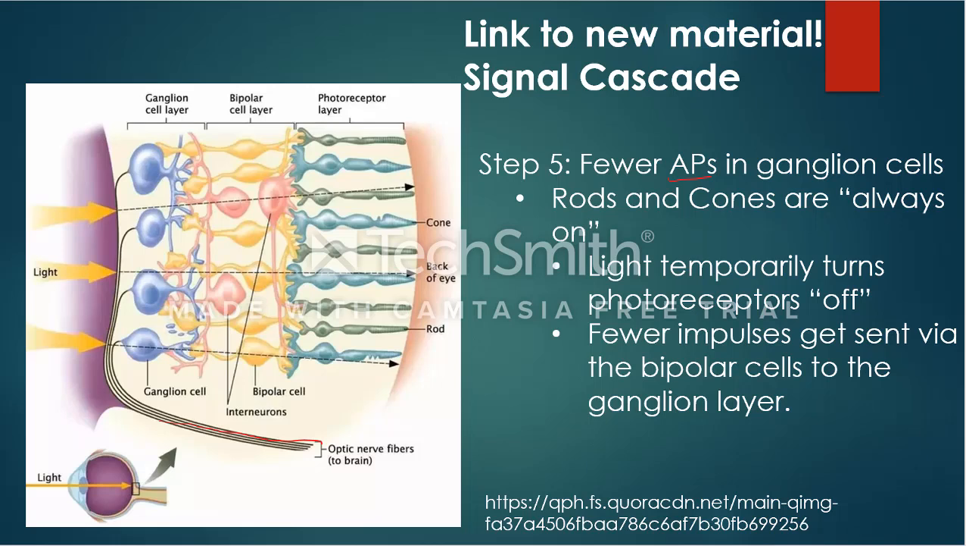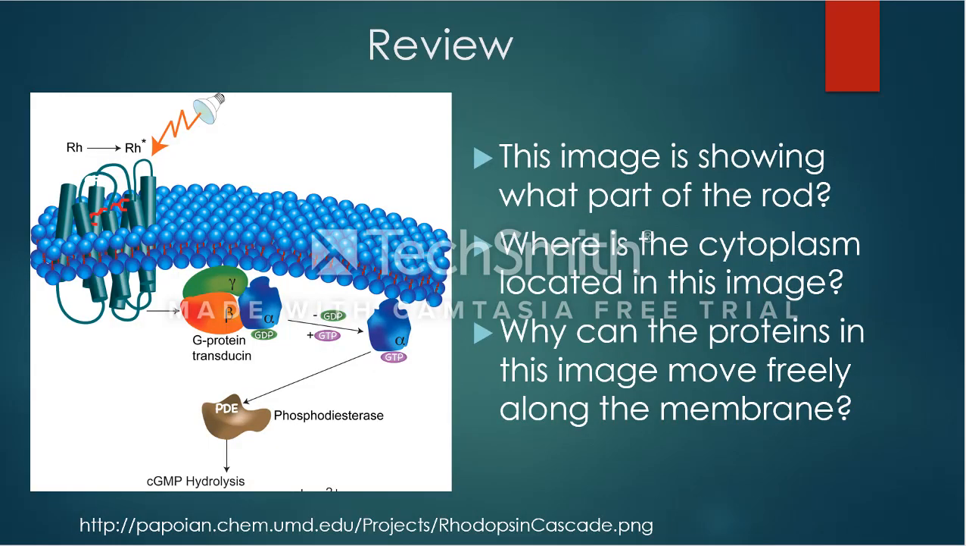Alright, so that was kind of a lot of information going from a photon of light being absorbed by a cis retinal all the way to an action potential being sent to our brain. So let's just do a little bit of review. So look at this image on the left hand side of your screen, and this is inside the rod, but what portion of the rod are we looking at? You can pause the video if you have to think and go back through.